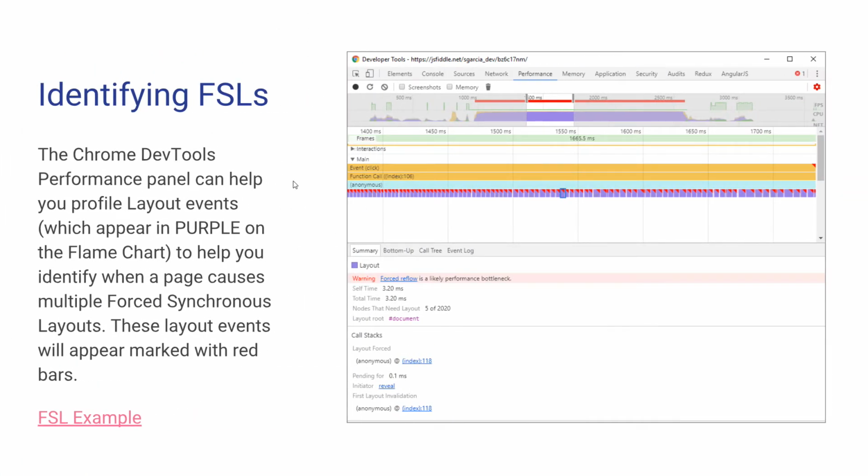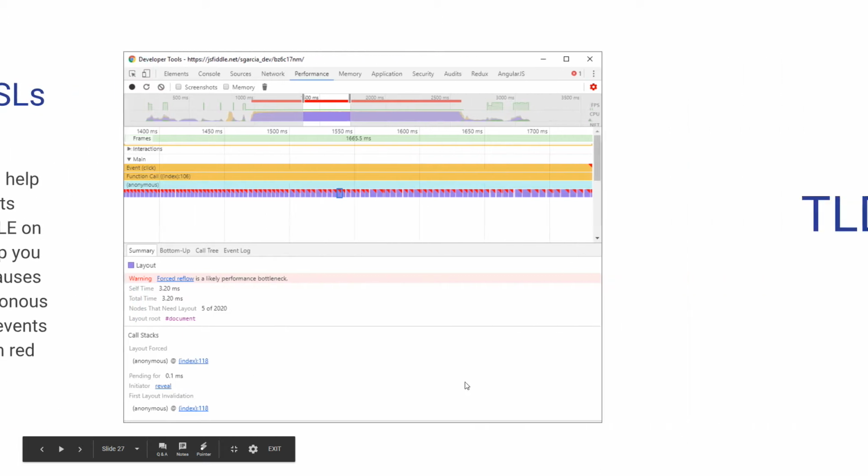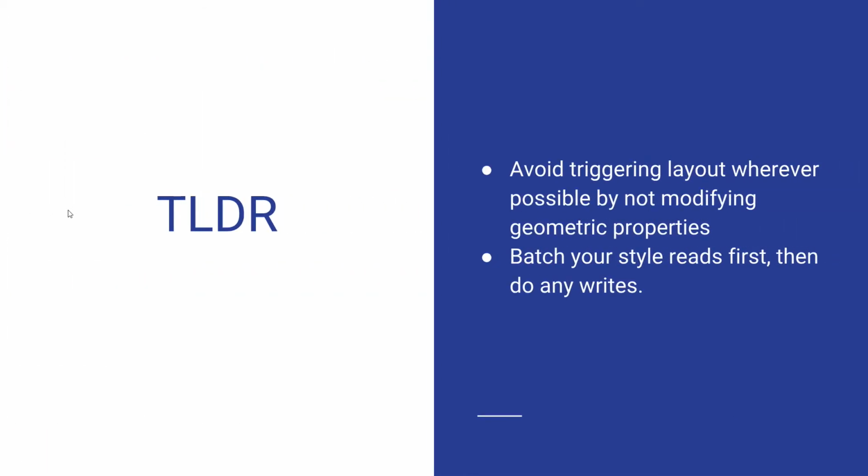So how do you identify forced synchronous layouts? Again, the performance panel makes this super easy. It looks like this. This is what a forced synchronous layout looks like. And the best thing is, the Chrome devs are amazing. They even give you hints most of the time as to what could be causing issues. Here we're already getting it: forced reflow is likely a performance bottleneck. So if you ever have problems, always use the performance tab, because that will probably help you identify what could be causing it. Okay, guys? Also, there's a quick example, which we won't look at because we are short on time.